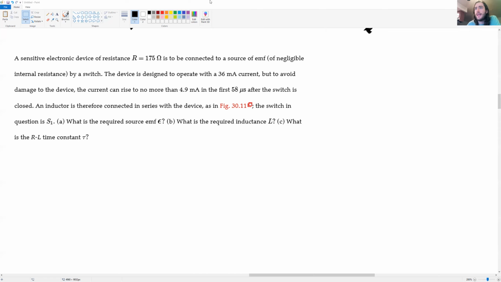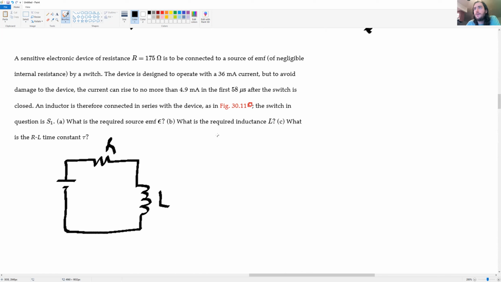Okay, so we have a simple series circuit. I'll go ahead and draw it for you. It looks like this. Okay, exactly what we just saw. R and L, and this is our applied voltage delta V here, or actually they do use the symbol E here. If you want to use delta V, that's fine. Everything is the same. So they tell us the current can rise to no more than 4.9 milliamps in the first 58 microseconds after the switch is closed, okay?